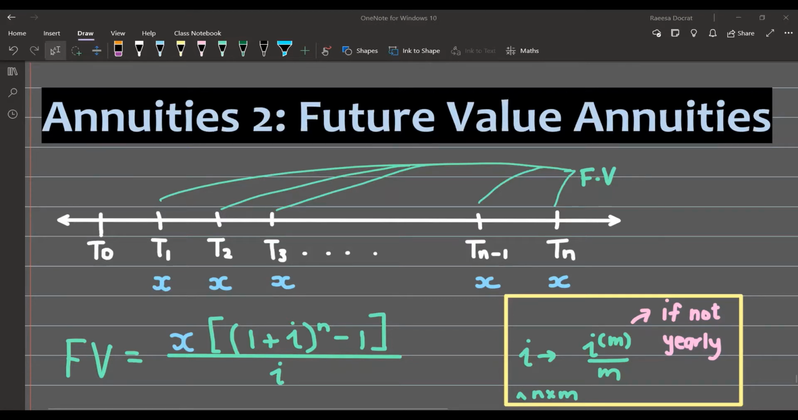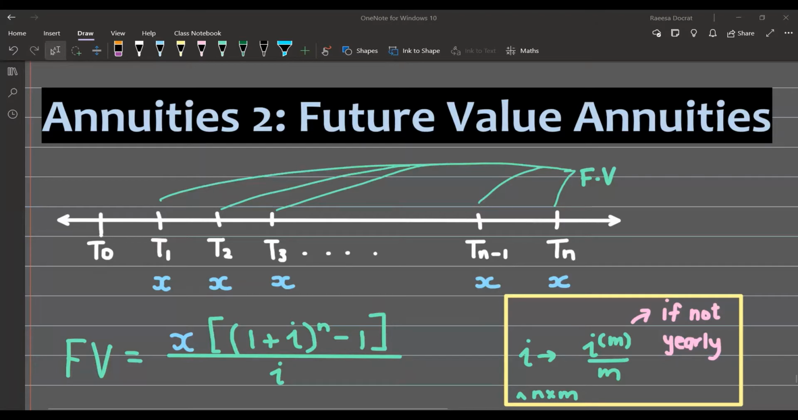Now, in the last video, we spoke about what an annuity is. It's regular payments made at regular intervals. So this is if you want to save something, or if you have a loan and you're making regular payments, that would be an annuity. Now, the first one we're going to have a look at is evaluating or pricing this by taking all of the values and taking them to the future.